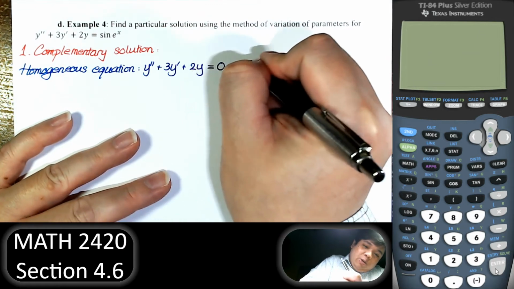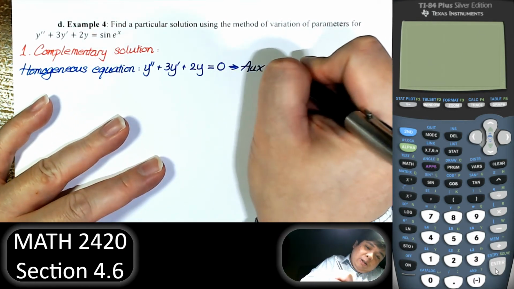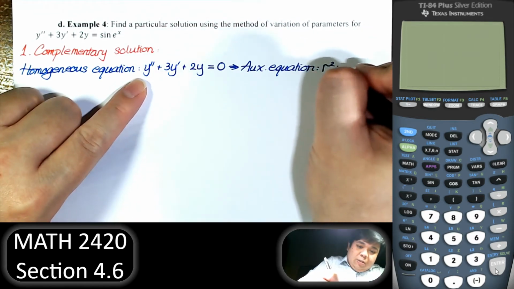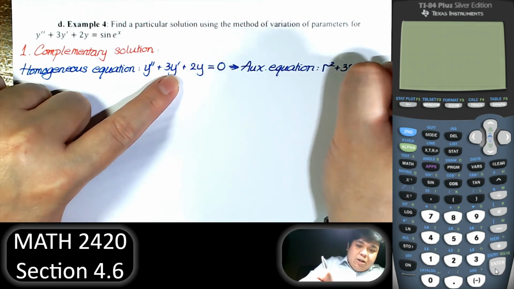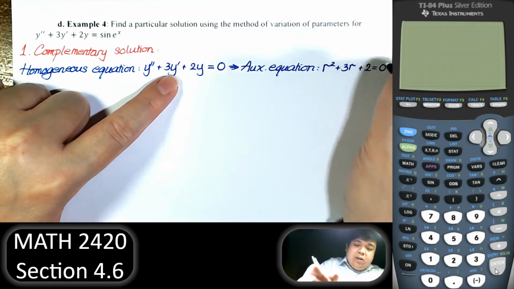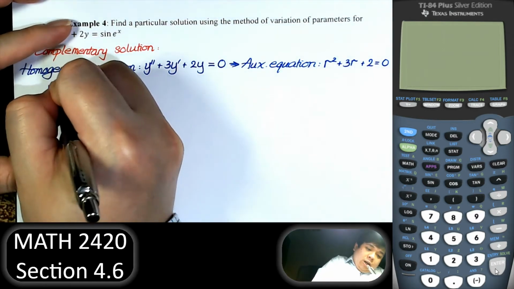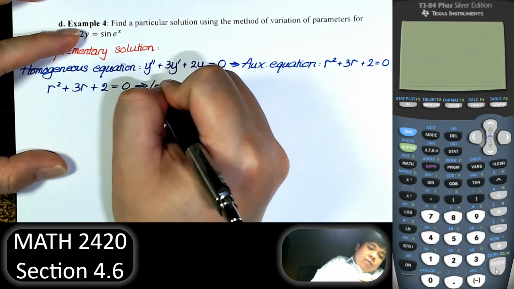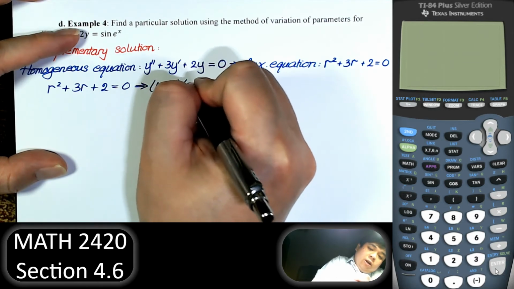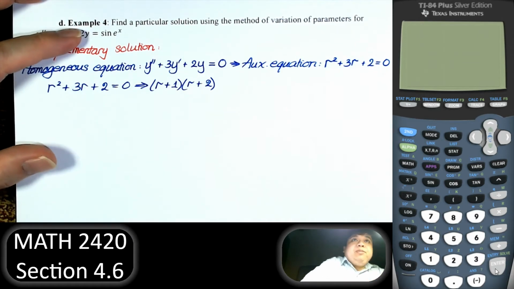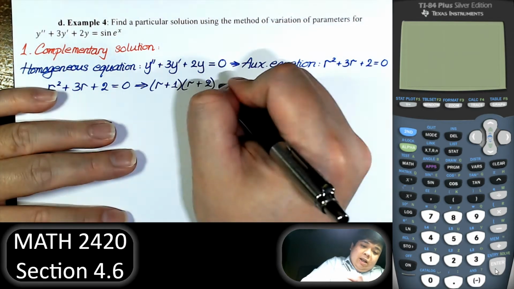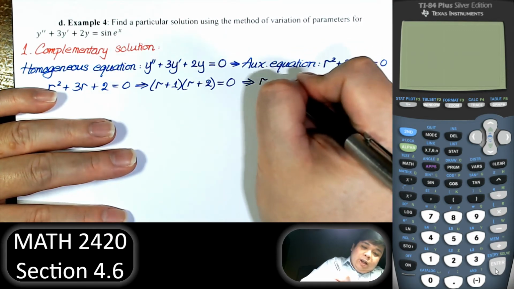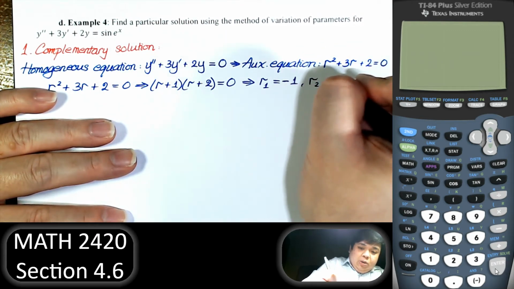So, auxiliary equation: r square plus 3r plus 2 equal to 0. Now, r square plus 3r plus 2 equal to 0 looks like I can factor as (r plus 1)(r plus 2) equal to 0. Simple enough, right? So I can have r1 equal to negative 1 and r2 equal to negative 2.